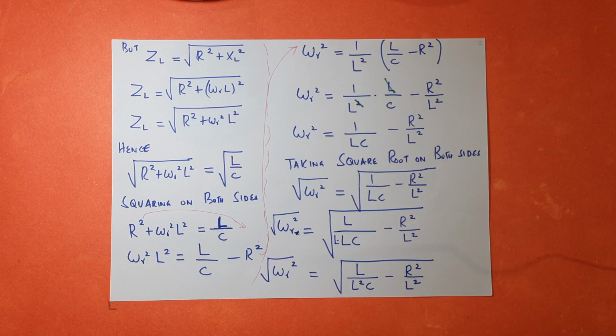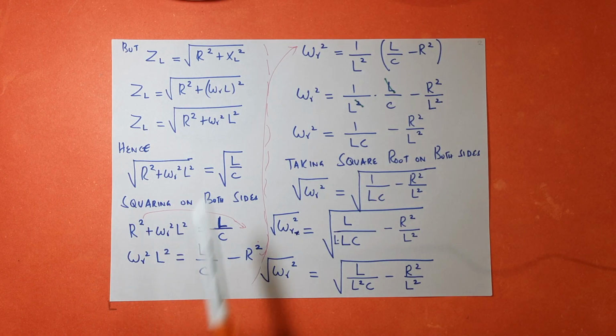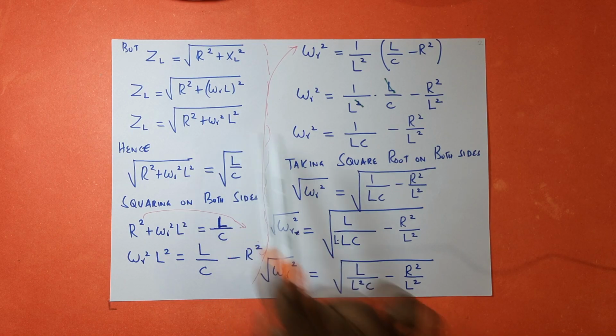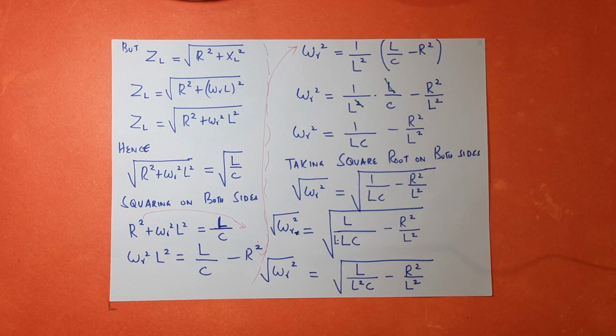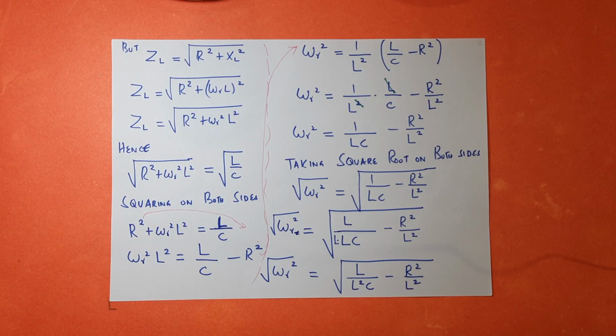ZL equals square root of R square plus XL square. ZL equals square root of R square plus XL, which is omega L, the whole square. ZL equals square root of R square plus omega square L square. So ZL we have already seen is root of L by C. So ZL is also this. So you can equate these two things. Hence square root of R square plus omega square L square equals square root of L by C.